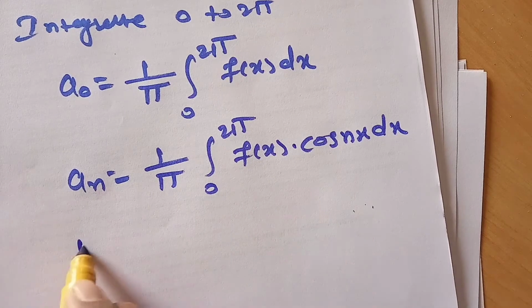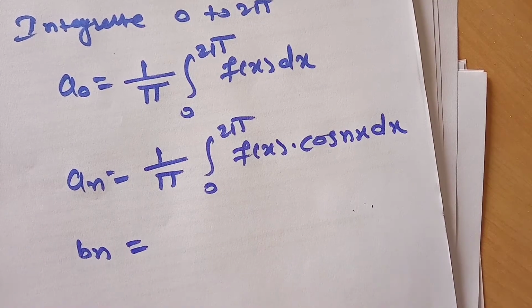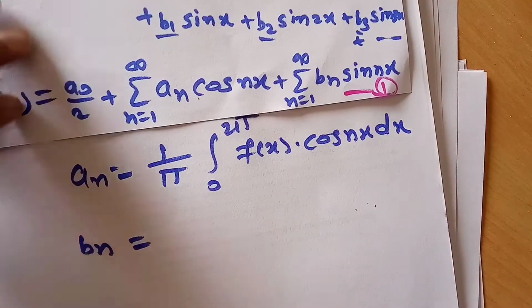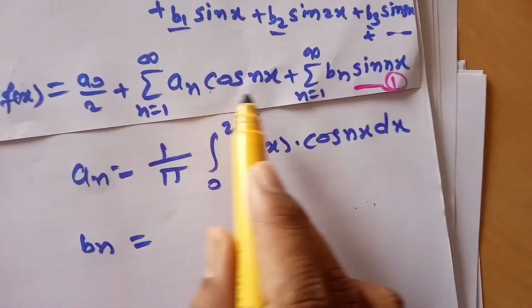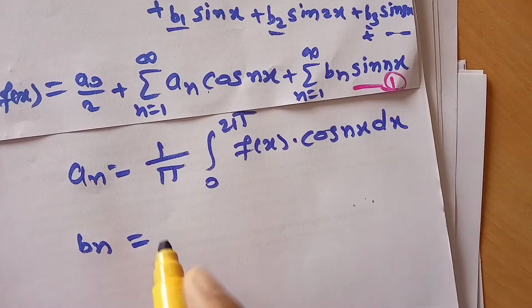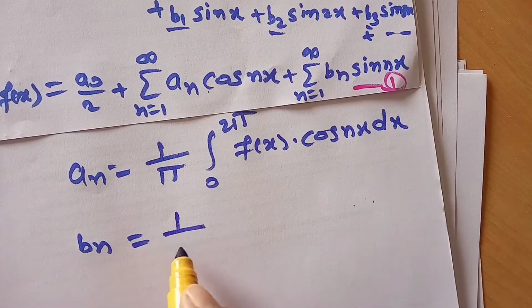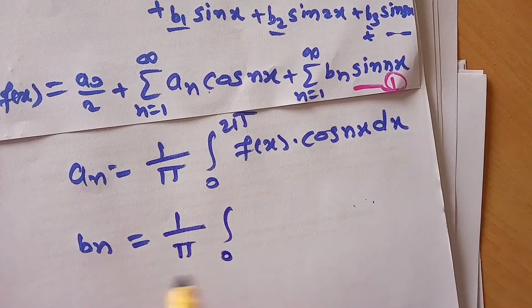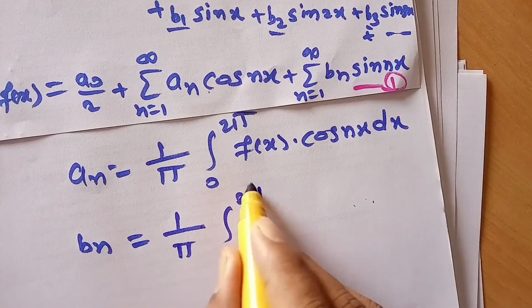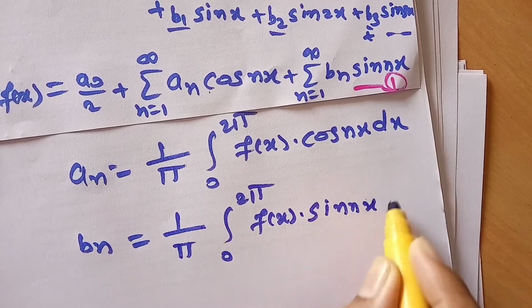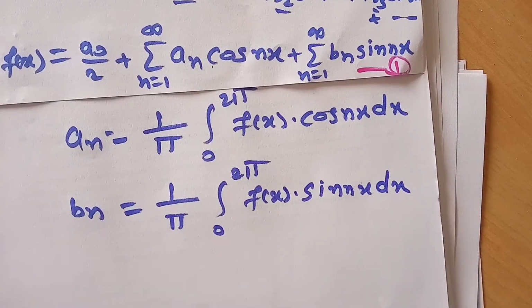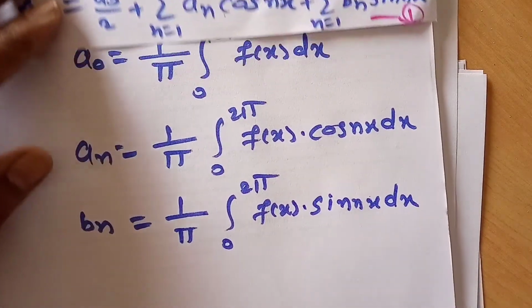In a similar way, if we first multiply equation 1 by sin nx and integrate between 0 to 2 pi, we will get this coefficient b_n as 1 upon pi integration 0 to 2 pi f of x into sin of nx into dx. These are the Fourier coefficients.